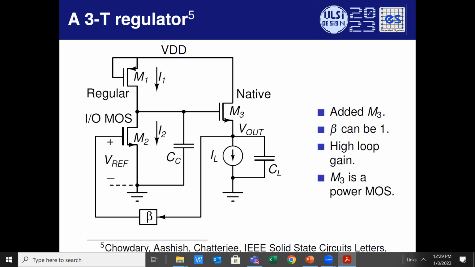Size? Yes. No, M1 and M2 have to be adjusted. The size of M1 and M2 need to be adjusted as per the calculations earlier.